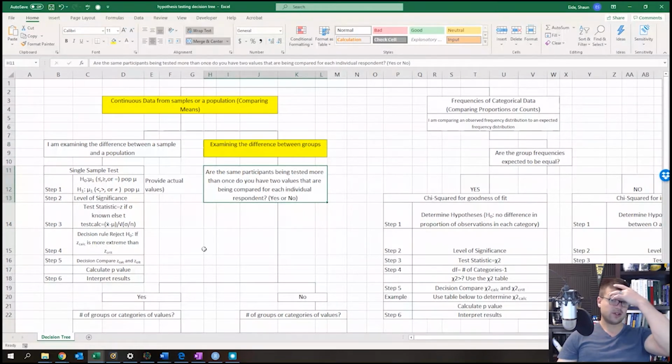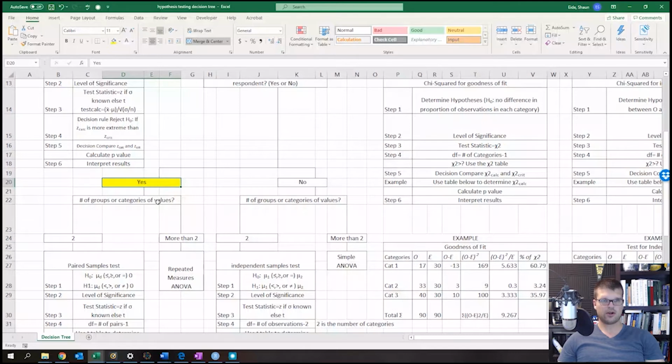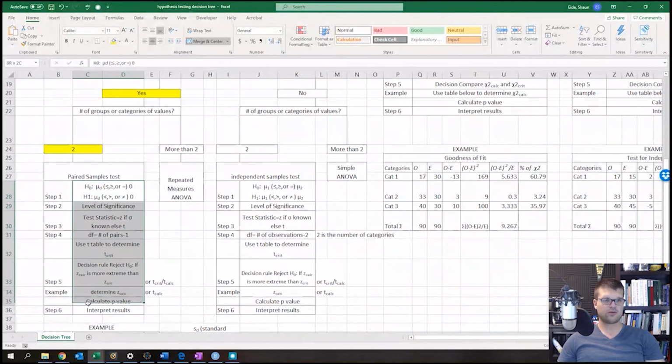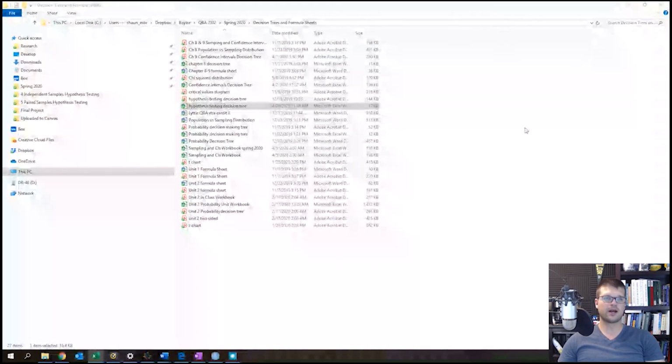So the next one is, are the same participants being tested more than one time? In other words, do you have 2 values that are being compared to each other? And the answer is yes. We've got before the class and after the class. Number of categories? We have 2. 1 before the class, 1 after the class, which brings you through this right here. And you can now do the null hypothesis testing 6-step process by going through the paired samples t-test, which is what we are going to be doing right now.